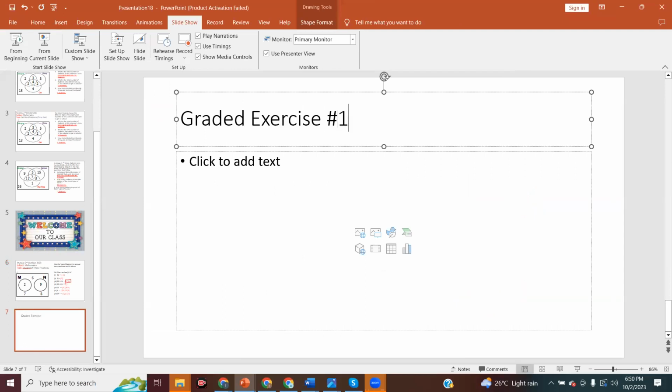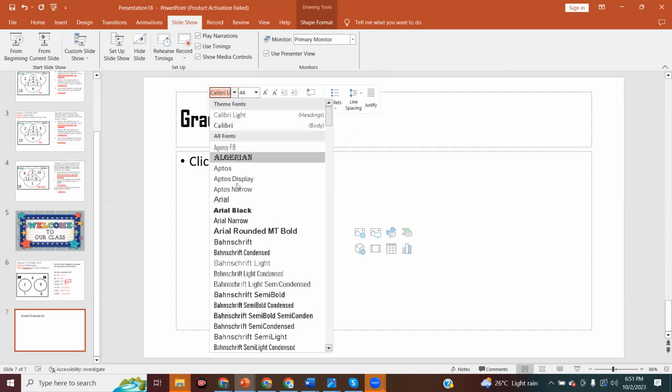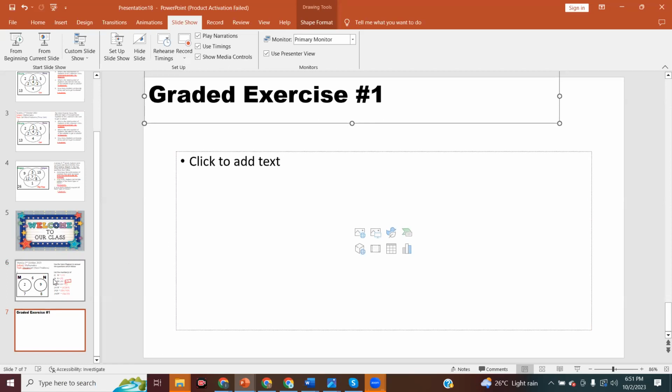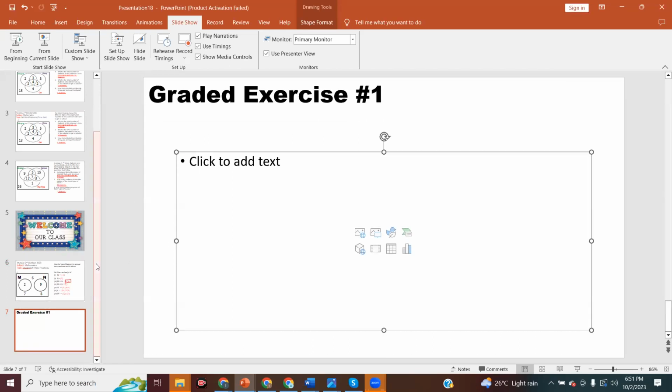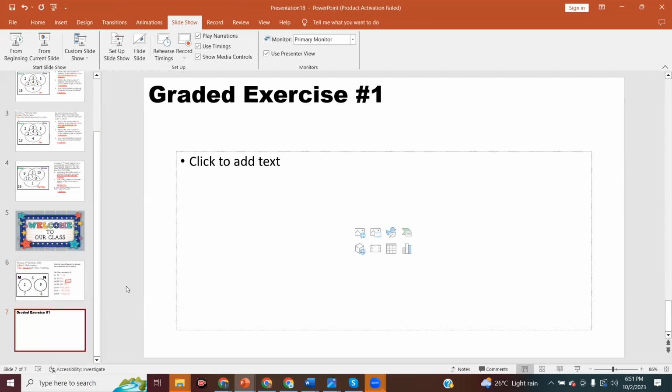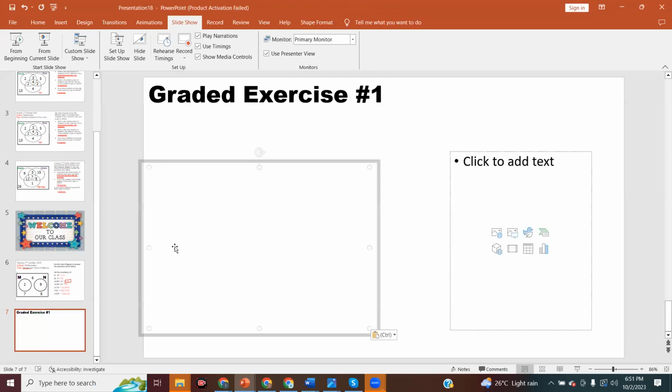Graded exercise number 1. So please pay attention and please be careful. This time I will put P because I've been craving to put P, and there was no P to put, so we're gonna have P in this one. In this one we're also gonna draw a box.